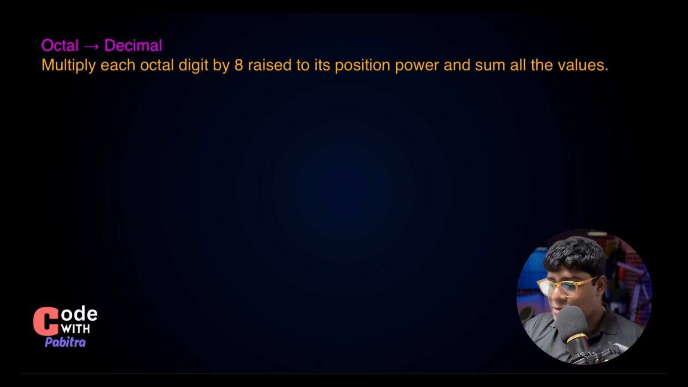So what is the method of octal to decimal conversion? To do this conversion, we will write the powers of 8 from right to left, and multiply each octal digit with its corresponding power of 8 and add all the values. So let's take one example.